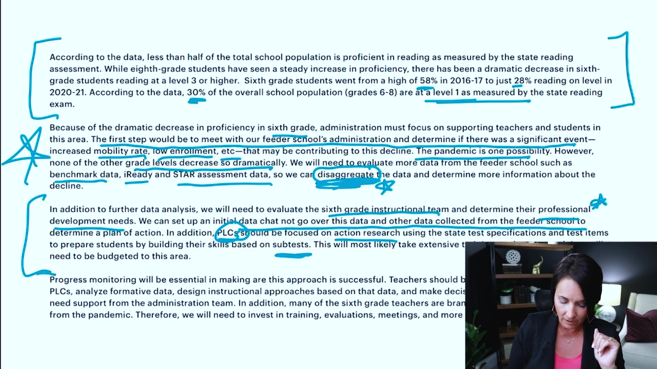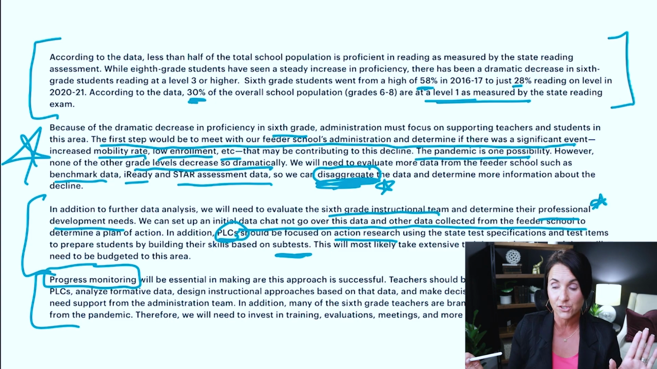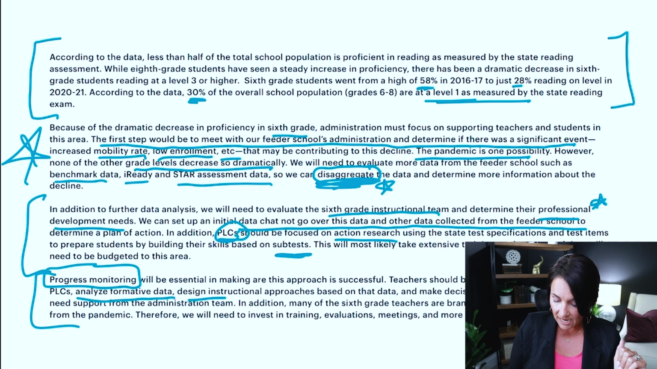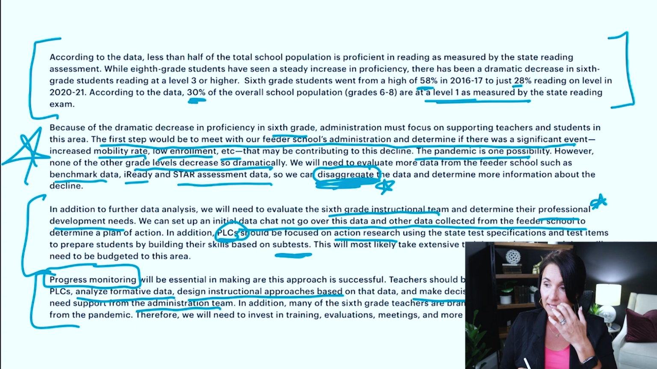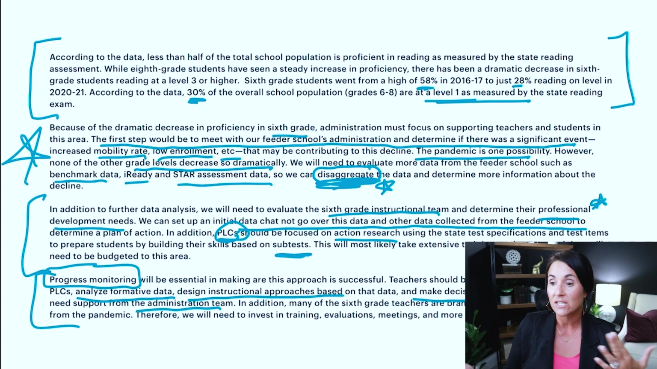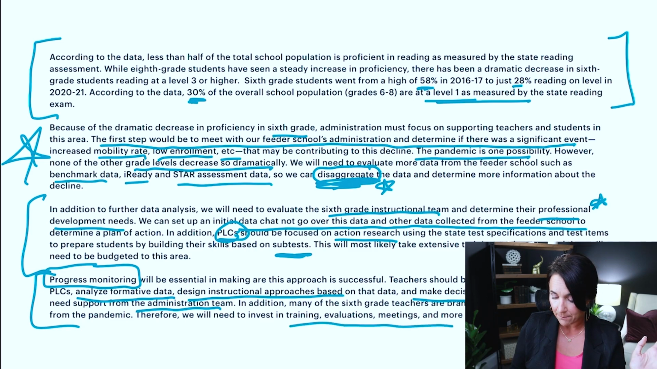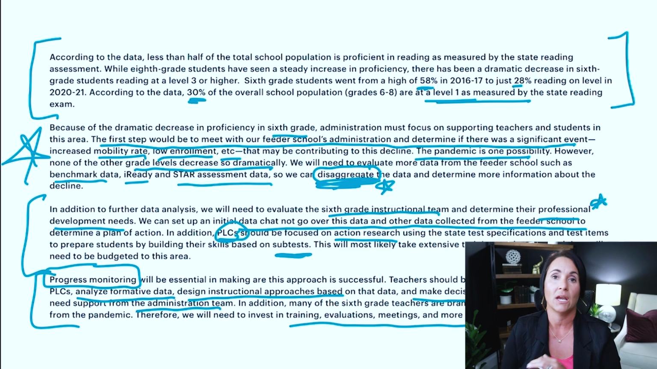Now, last paragraph here. Good word, progress monitoring, which is something we should all be doing no matter what the situation is. Progress monitoring will be essential in making this approach successful. Teachers should be given time to plan, analyze formative data, design instructional approaches, and make decisions accordingly. Teachers will need support from us, the administration team. In addition, many sixth grade teachers are brand new because of the turnover from the pandemic. Therefore, we will need to invest in training, evaluation, meetings, and more for these new educators. Boom, 4 paragraphs. I got it done fairly quickly.